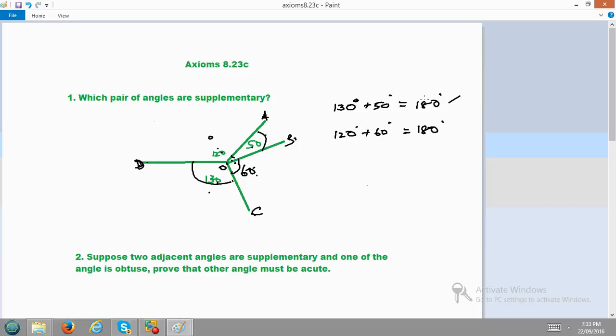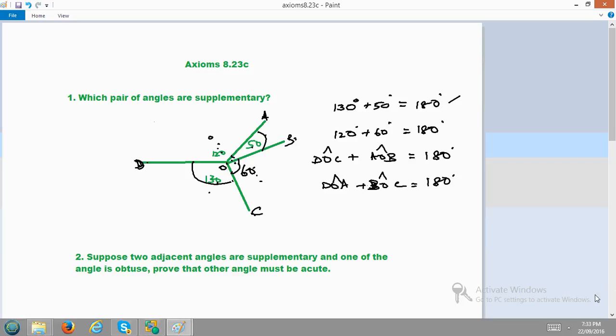180. That is the first pair. The next pair is these two, 120 plus 60. So how can we write it? You can name it: DOC plus AOB equals 180 degrees. Similarly, DOA plus angle BOC equals 180 degrees.